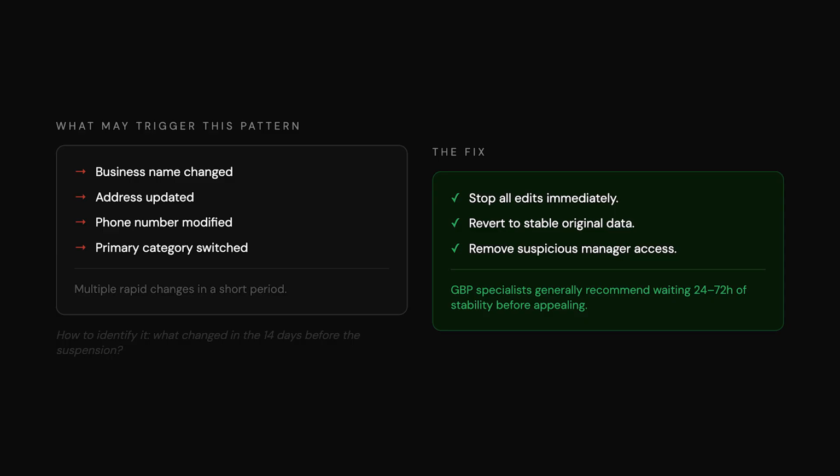So to fix that, you need to stop all major edits immediately, revert to your stable original data if something was changed incorrectly, remove any suspicious manager access to your Google business profile, then wait. Experienced GBP specialists generally recommend allowing 24 to 72 hours of profile stability before submitting an appeal. So ask yourself this question: what changed on your profile in the last 14 days before the suspension?